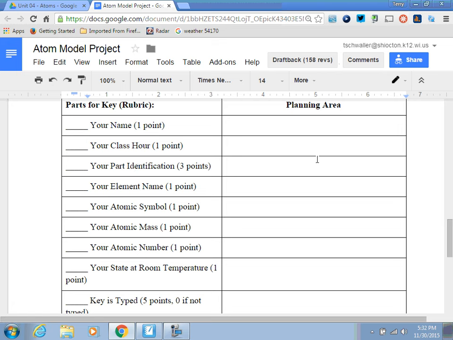On the right side here, you see planning area. So that's what you would put on your key. Like your name, your class hour. A written out section for what your part identification is going to look like. Element name, what element are you picking? What's its atomic symbol? And so on, going down the line here.